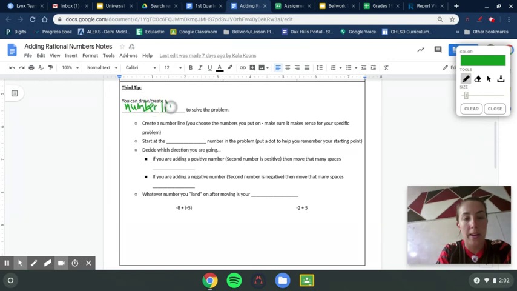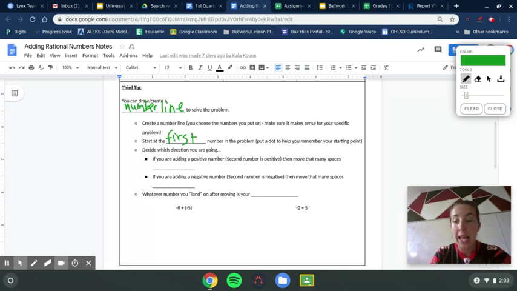Number line. You're going to create a number line and you choose the numbers that you put on those number lines, making sure that it makes sense for your specific problem. You'll start with the first number in your problem, and you're going to put a dot to help you remember your starting point. Decide which direction you're going to go.